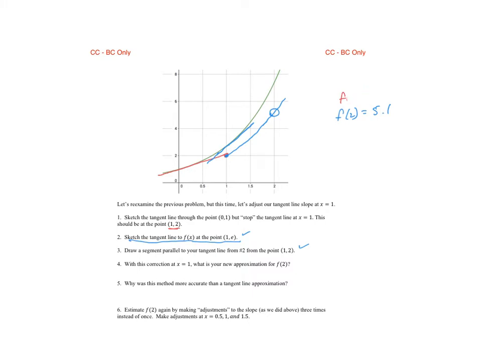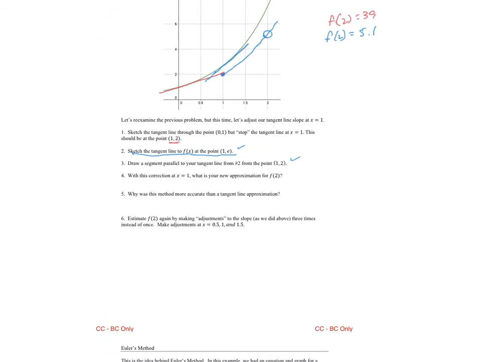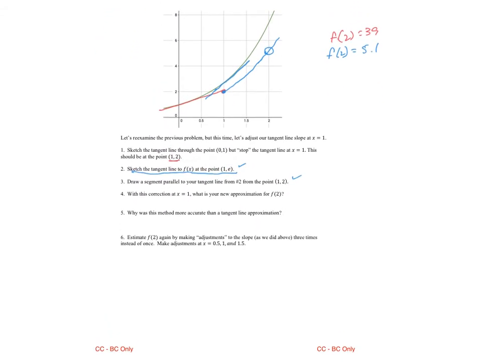I wanted to do f of 2 was equal to 3.9 from our first example. We'll call it 5.1. I don't know, looks a little bit higher than 5. Maybe it's 5. It's an approximation. I'm trying to draw a straight line. Let's be honest, it's not doing everything I needed to do. All right, so let's readjust our picture here. Let's recenter. Okay, so now with this correction, what is your new approximation?